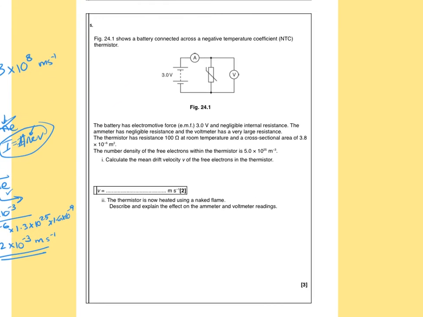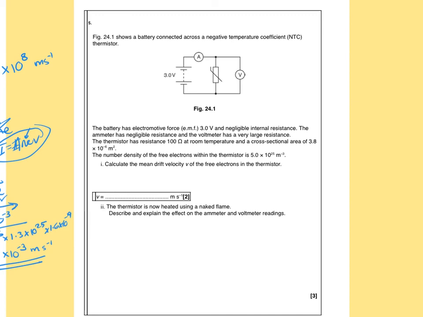Figure 24 shows a battery connected across a negative temperature coefficient thermistor. The battery has electromotive force and a negligible internal resistance. The ammeter has negligible resistance, so we're ignoring the resistance of the ammeter, and the voltmeter has a very large resistance, which I'll discuss later on. It says a thermistor has a resistance, so it gives us the resistance of the thermistor. It's a good point to mention here, if you don't remember already, that thermistors are semiconductors.